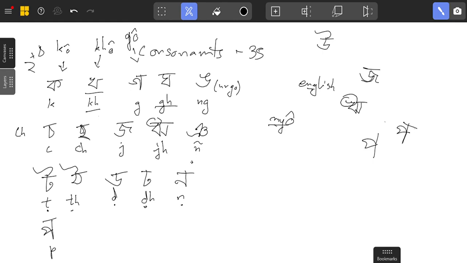Paw. Paw. And then paw. It looks like caw, don't confuse it with that. This is paw. Paw. Paw. Paw. This is also aspirated.